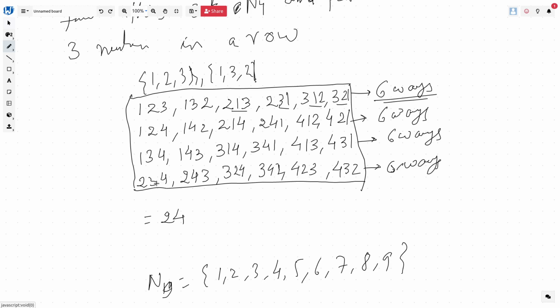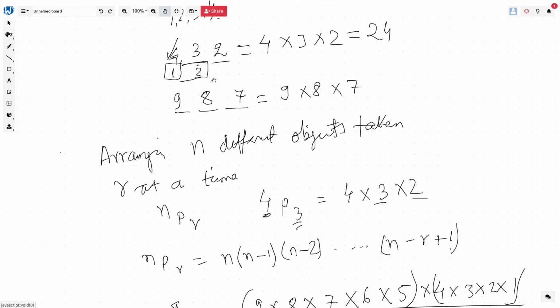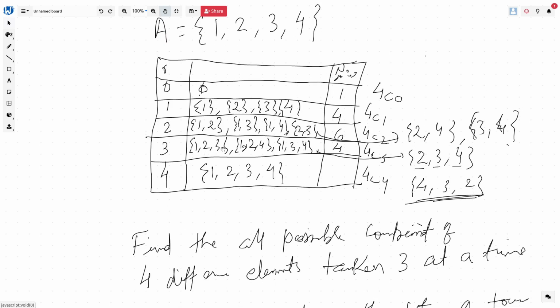So we are left with only 4 options, 4 ways in which we can form these combinations. That will be 24 divided by factorial 3, which is 6. So 24 divided by 6 gives 4 ways, which is equivalent to saying it is 4C3. We have seen here that 1, 2, 3; 1, 2, 4; 1, 3, 4; and 2, 3, 4 are the only combinations where ordering is not important. We have done that earlier.